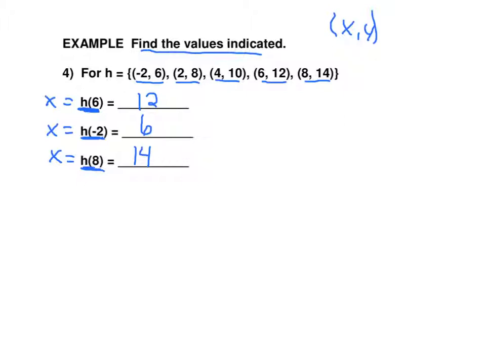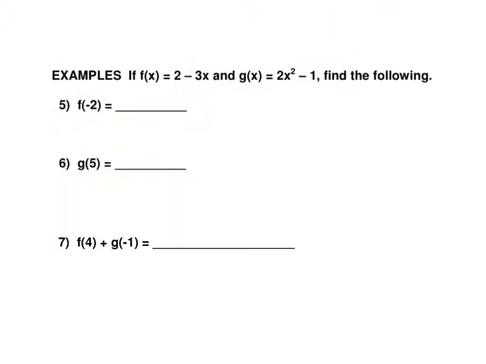So let's go on to example 5. We have 8 examples altogether. All right, in these examples, write these down. You have f of x is equal to 2 minus 3x, and then you have g of x is equal to 2x squared minus 1. And it's asking you to find, for number 5, f of negative 2.